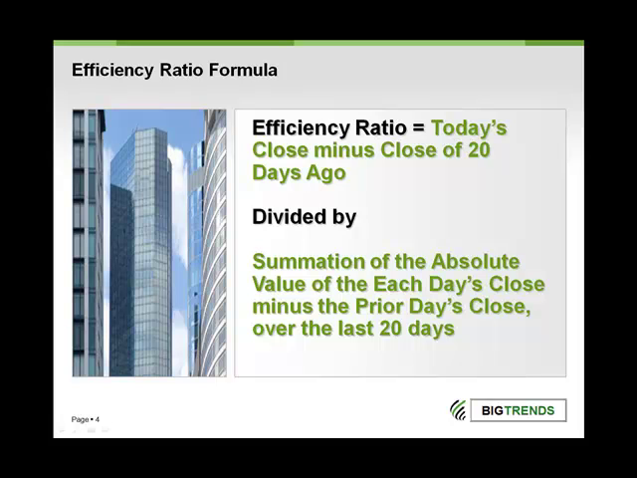So here's the formula. You take today's close and subtract the close of 20 days ago. That's your numerator. Then you divide that by your denominator, where you sum the absolute value of each day's close in that 20 bar period minus the prior day's close. It is a little bit of a complex formula, so let's jump into some of the rules as far as entry and exit. Like I said, if you do need the formulas, let us know and we'll be more than happy to get those to you.